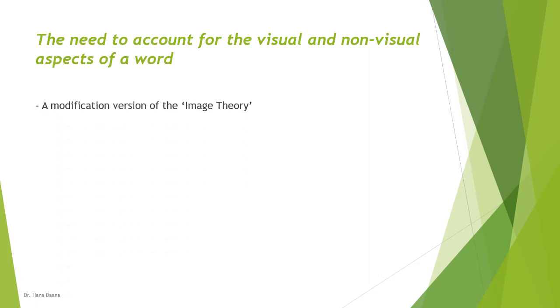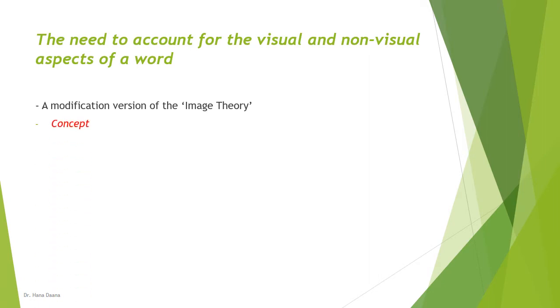A modified version of the image theory we discussed in our last video is proposed by Saeed in his Semantics. It entails hypothesizing, and I'm quoting John Saeed here, that the sense of some words, while mental, is not visual. It's a more abstract element of a word.